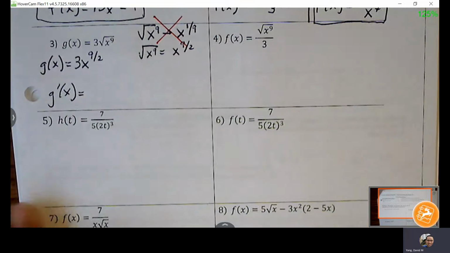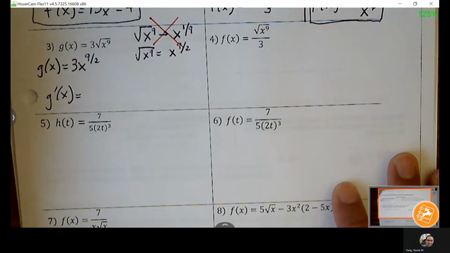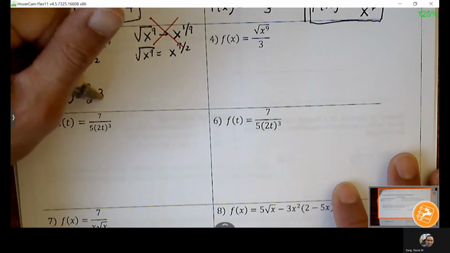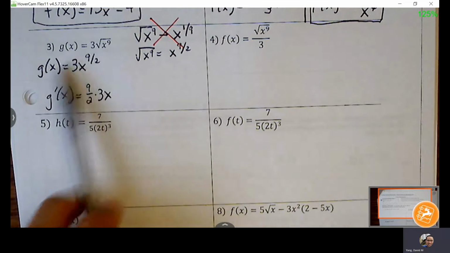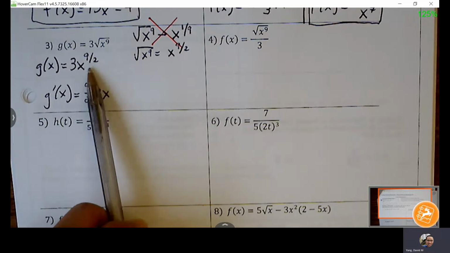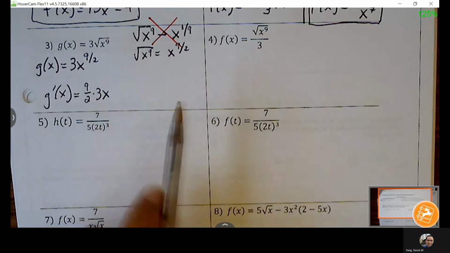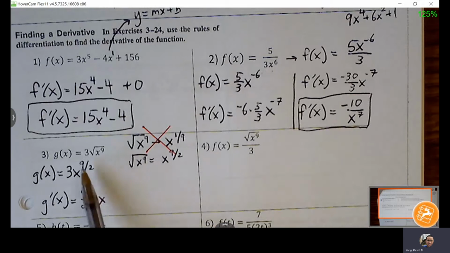Okay, what's the derivative here? We're now at the 9/2, right? So once that 9/2 comes down in front, what needs to happen with that 9/2 up top? Subtract 1. What's 9/2 minus 1?